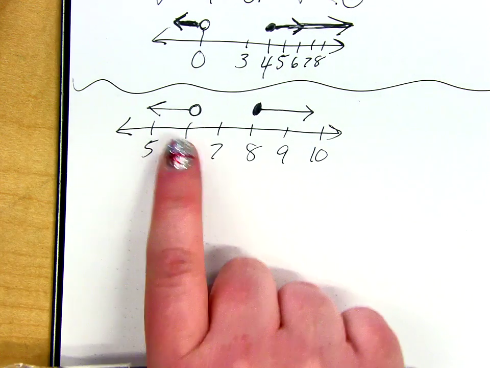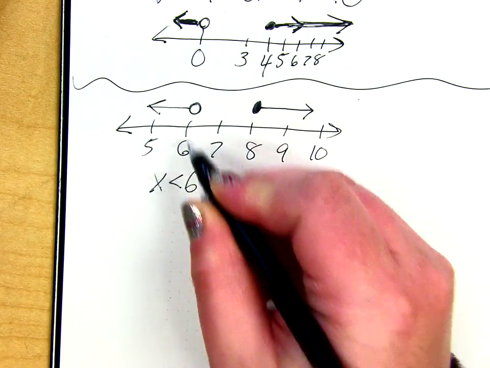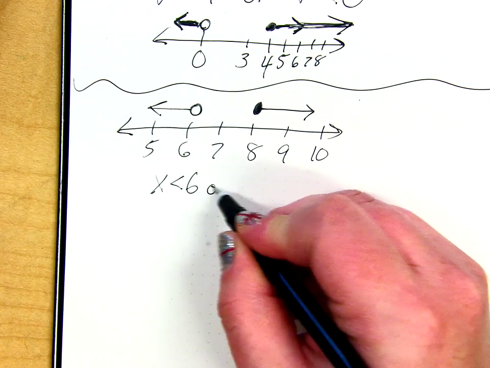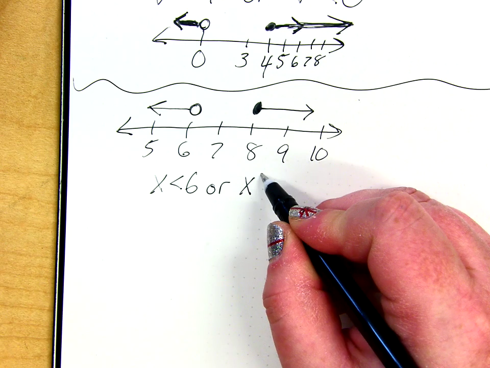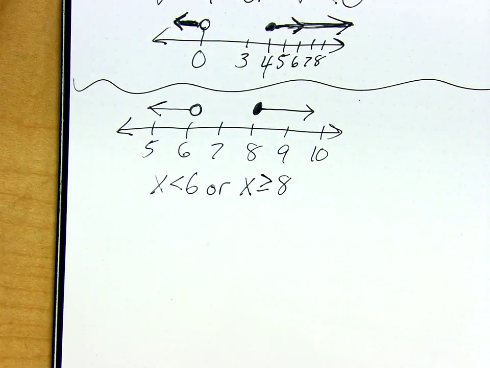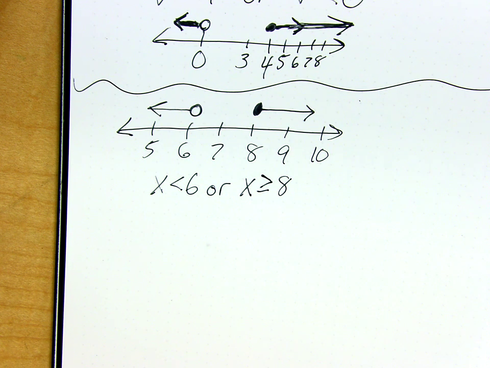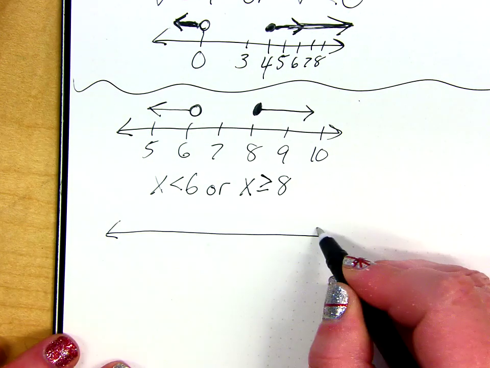Do you have one for this? Yeah. All right, what is it? X less than 6. Yes, that is x is less than 6. Then I just write or, and what's this one? X greater than 8. Greater than or equal to. Yes, that's it. You gotta have the or equal to part because that dot is filled in. Make sense? Okay. What about this one?